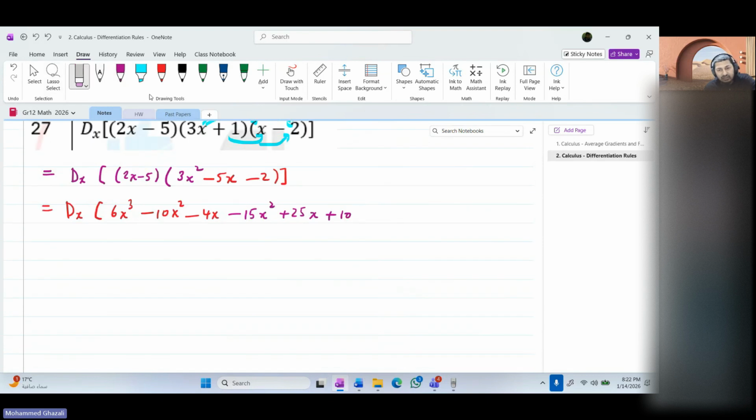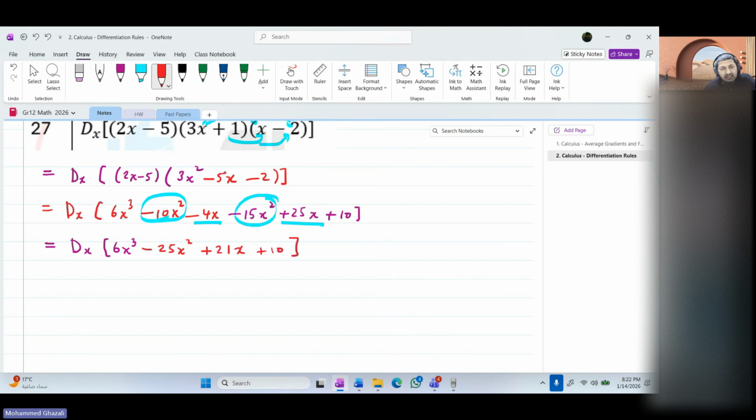Please use square brackets in this notation here. So now when you say d/dx, 6x cubed, and then we got 10x squared minus 15x squared. That's going to give us minus 25x squared. Then we have minus 4x plus 25x. So that's plus 21x plus 10. We can clearly notice that the last two terms are linear and the slope is 21. So now we are ready to differentiate.